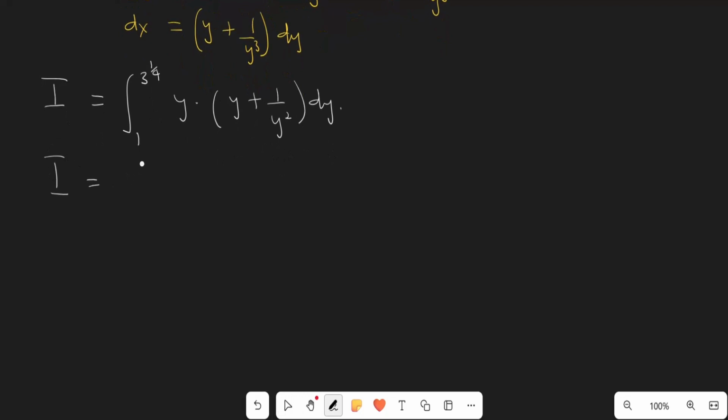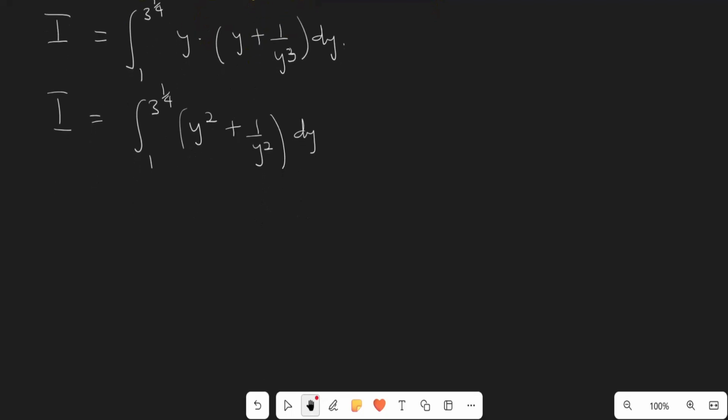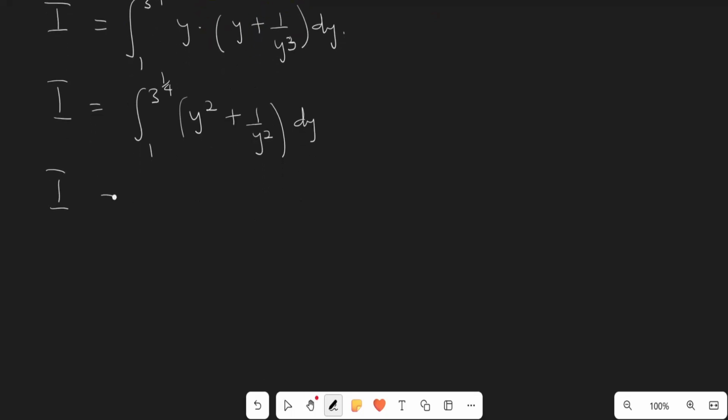So I is going to be the integral from 1 to 3 raised to the power 1 over 4. We can now multiply in, we have y squared plus 1 over y. And then this is y cubed, I beg your pardon. So this is now y squared if you are multiplying in. Sorry about that. So now let's integrate this. This is now trivial, I guess.